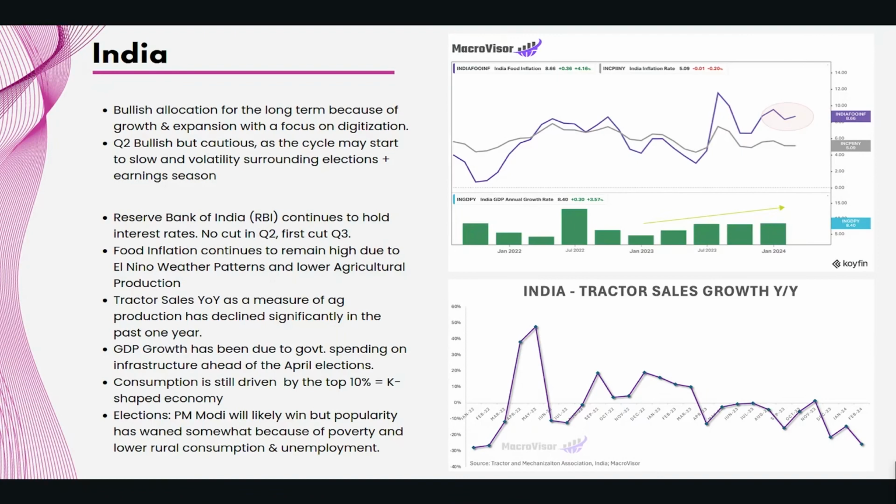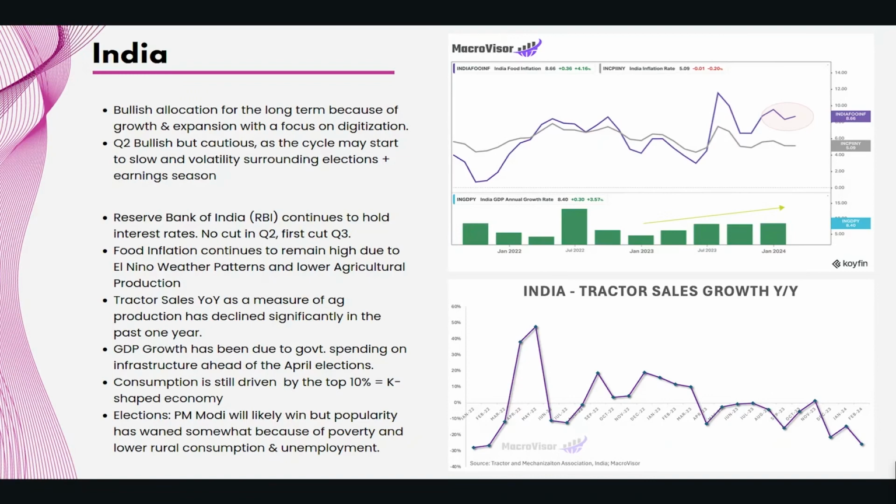Now, a good way to measure this is tractor sales. And as you can see, we're seeing a decline in tractor sales year on year. So basically, food production, agricultural production is tight and there are shortages there. Now, GDP growth has remained strong. We might see some declines in GDP growth because it's been enormously strong. And a lot of that strength was driven by government expenditure. Consumption from the top 10% still remains key.